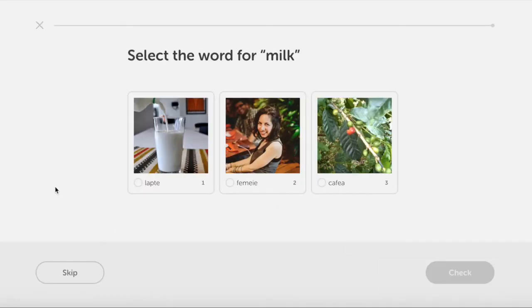Select the word for milk. In the first image we have lapte. Second, femeie. Third, cafea. Cafea means coffee. Femeie means woman. Lapte means milk. Lapte, milk.